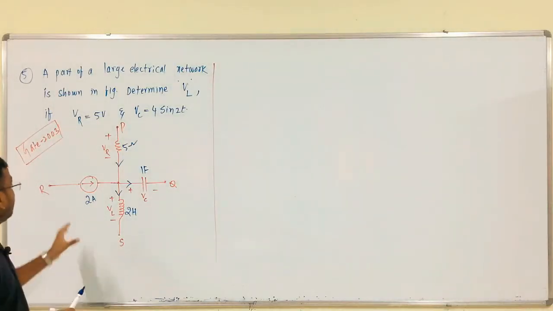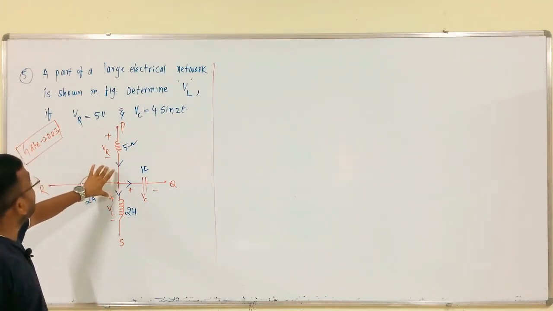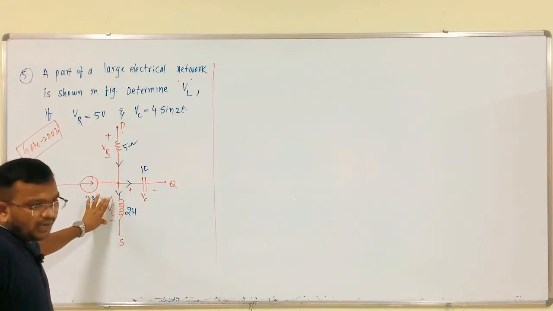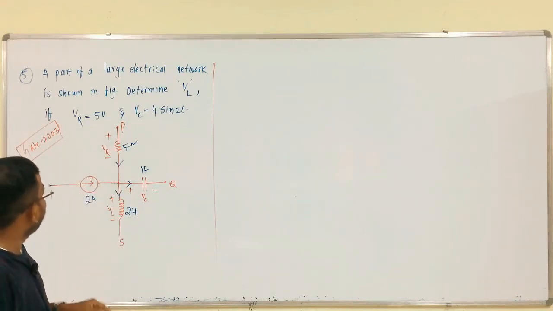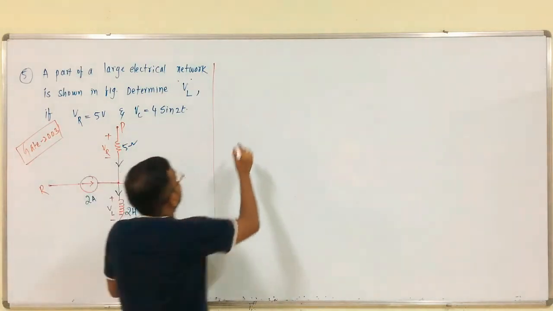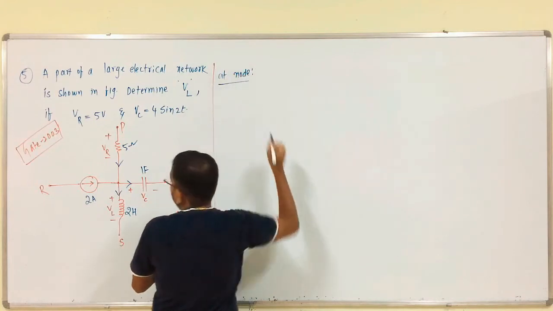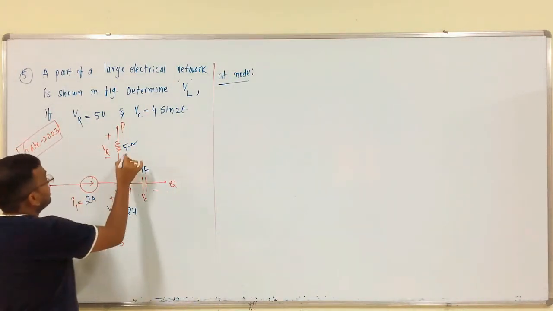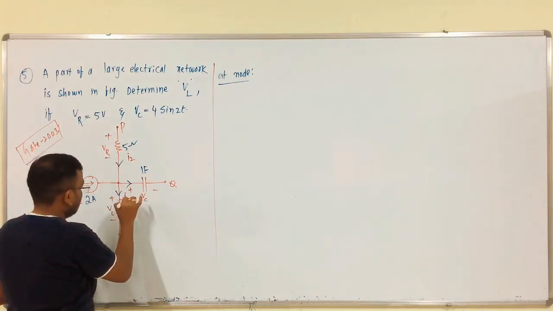This is the problem which was asked in GATE 2003. From this circuit we have to calculate the voltage across the inductor, that is we have to calculate VL, provided VR and VC are given. Okay. So, this is the node. At the node, we can assume this is the current I1, this is I2, this is I3, this is I4.